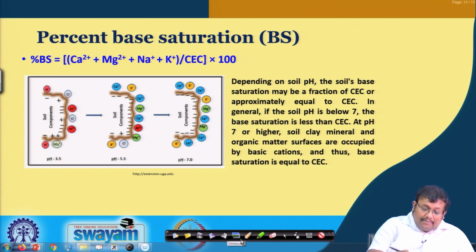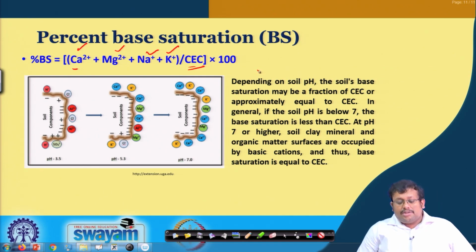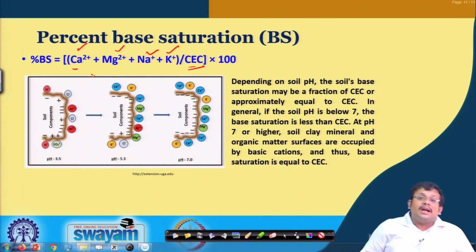So, the formula of percent base saturation is that you sum up the concentrations of calcium, magnesium, sodium and potassium, and then divide it by the CEC, the total cation exchange capacity, multiplied by 100. So, this is basically the percentage of the total cation exchange capacity that is occupied by these 4 cations.